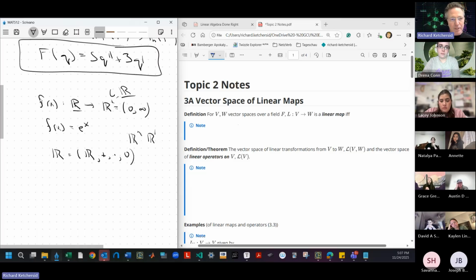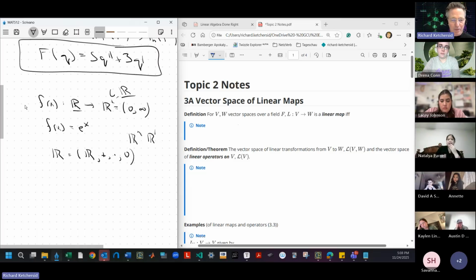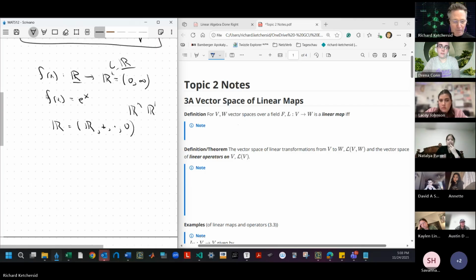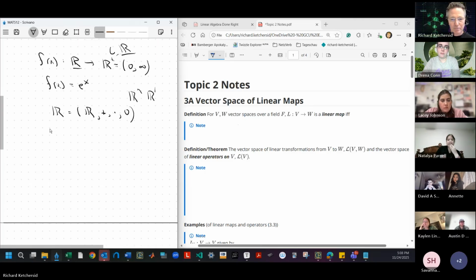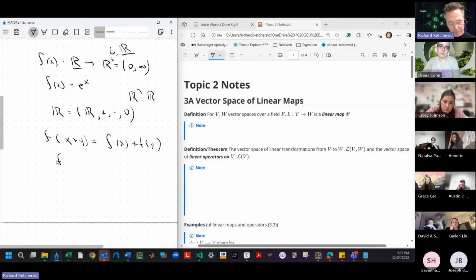So is this linear? This is a question you ask high school students. What would it mean to say it's linear? I would have to say f of x plus y is equal to what? If it were linear, what would I have to write here? f of x plus f of y. Is it true that f of x plus y, which is e to the x plus y, is equal to e to the x plus e to the y?